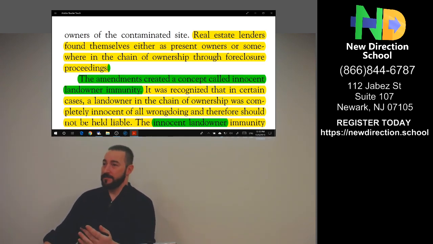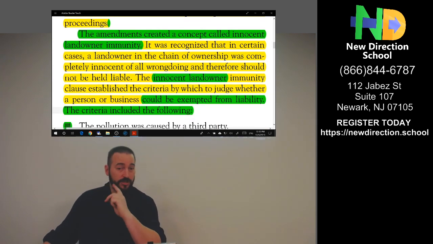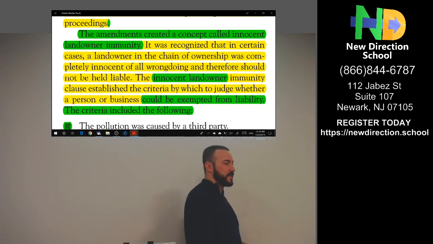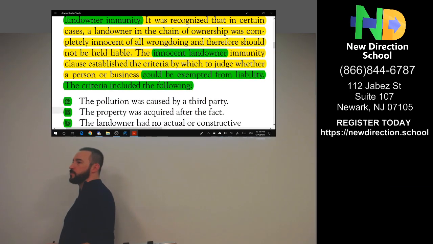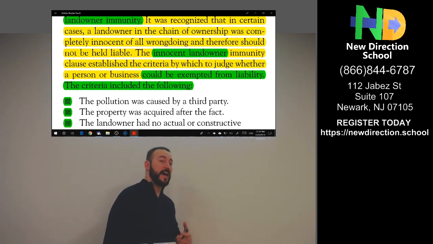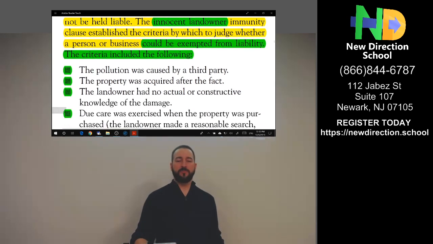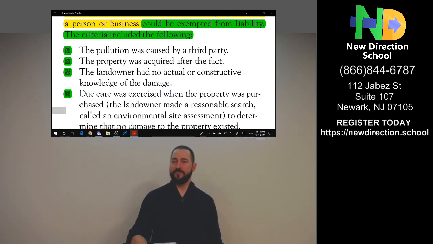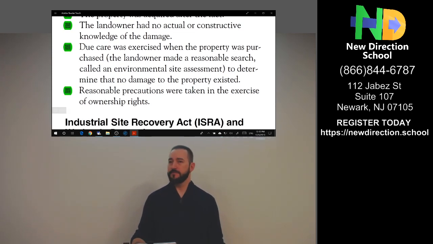Now, the innocent landowner immunity clause established criteria by which to judge whether a person or a business could be exempted from liability. And the criteria included: the pollution was caused by a third party. Is that your fault? No. The property was acquired after the fact. Is that your fault? No. Right? So if we can prove pretty much that it was somebody else, not you, and you did everything possible to assess the property, then you shouldn't be held liable. Does that make sense? All right.